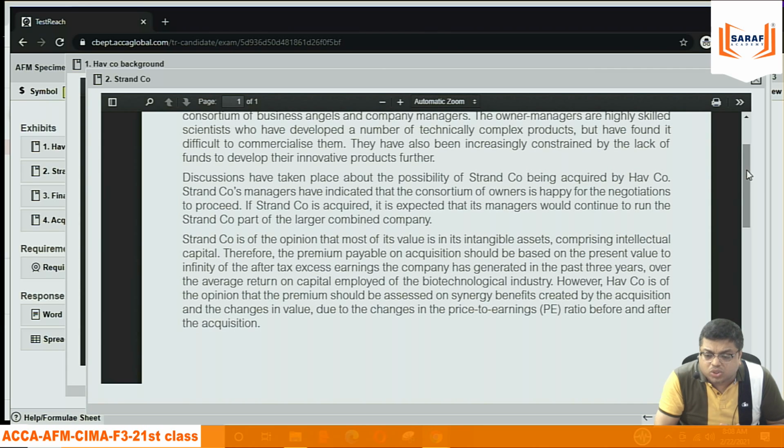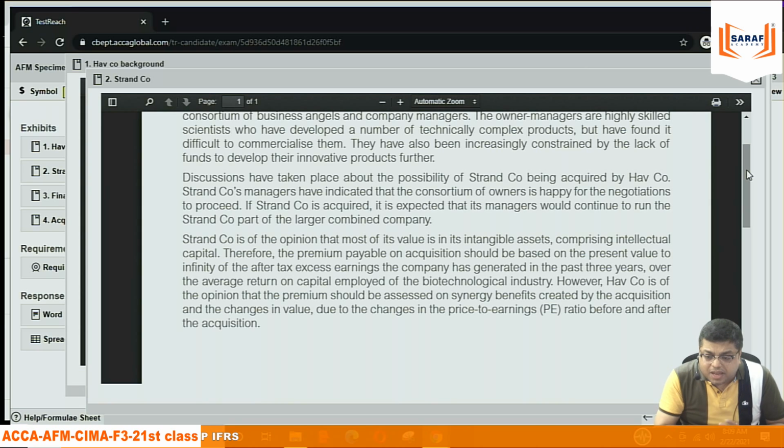S company is of the opinion that most of its value is in its intangible assets, comprising intellectual capital. That means valuation based on assets will be difficult. Valuation based on earnings will also be difficult because they are not able to do earnings properly. Maybe we need to do the valuation based on intangible assets separately, that is the CIV method. Therefore, the premium payable on acquisition should be based on the present value to infinity of the after-tax excess earnings the company has generated in the past 3 years over the average return on capital employed of the biotechnology industry. Suppose the average return is 10%, but they are earning 12-13%. So for the 2-3%, there should be the premium we need to pay.